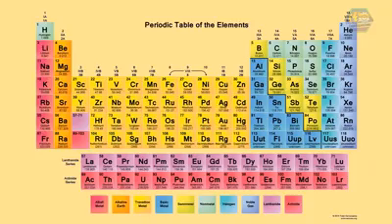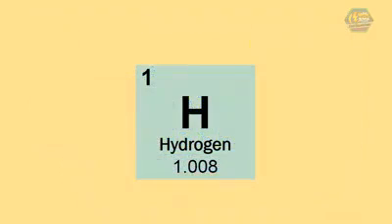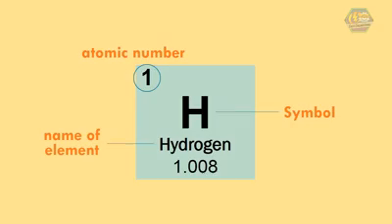Generally, every cell in the periodic table contains the information of an element. These are its symbol, atomic number, name of the element, atomic mass, and many more, depending on the periodic table that you are using.